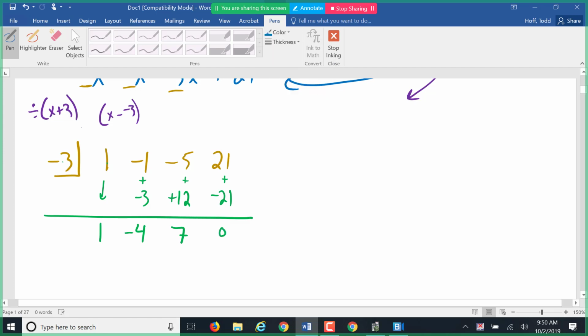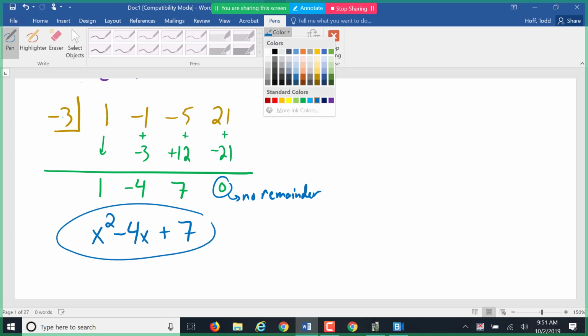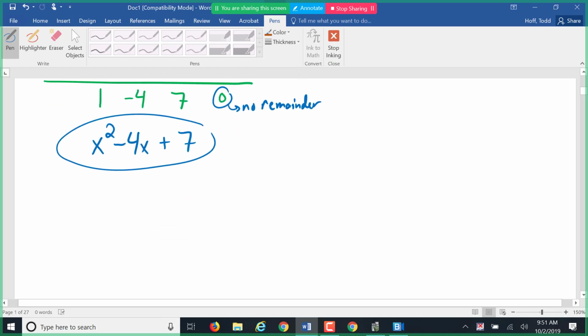So again, that 0 tells us no remainder, which we better have because that's supposed to be a factor. What's left over here, the 7 is the constant term, that's positive. Negative 4 is actually negative 4x, and then the 1 is x squared. So this is what we have left after we've divided out those two factors.